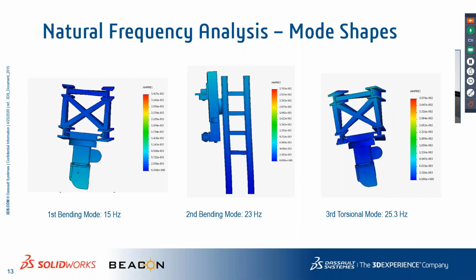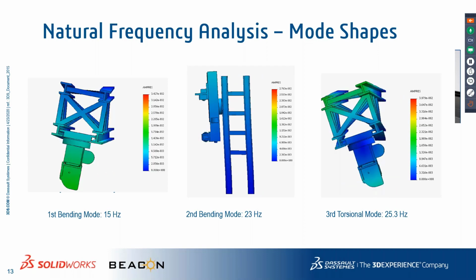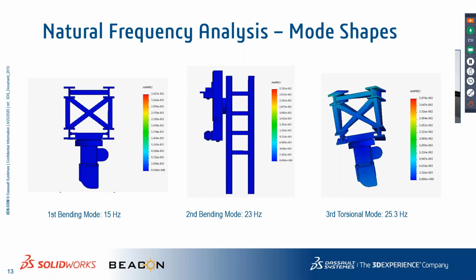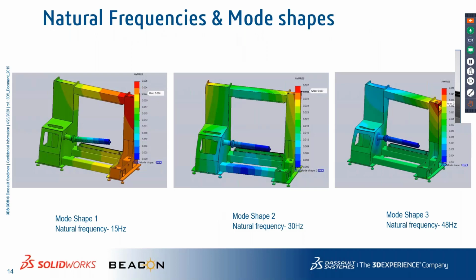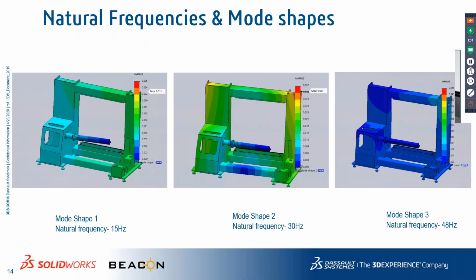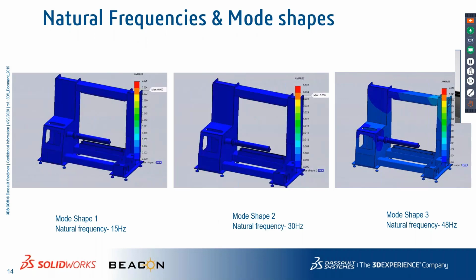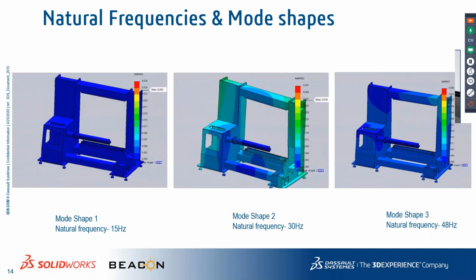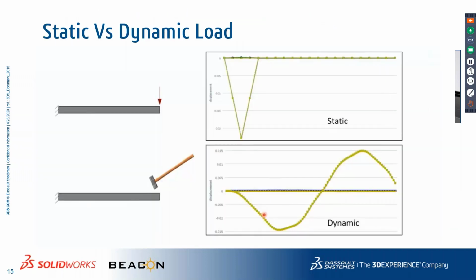Here are some examples wherein I have extracted the mode shapes of the first three resonant frequencies. And here is one more example on machinery. The first three modes of vibration have been captured, and I just put them here. So vibrations are always very important in terms of designing complex machines like industrial machines.